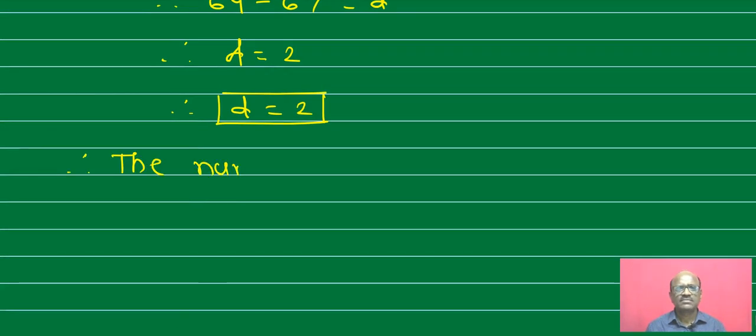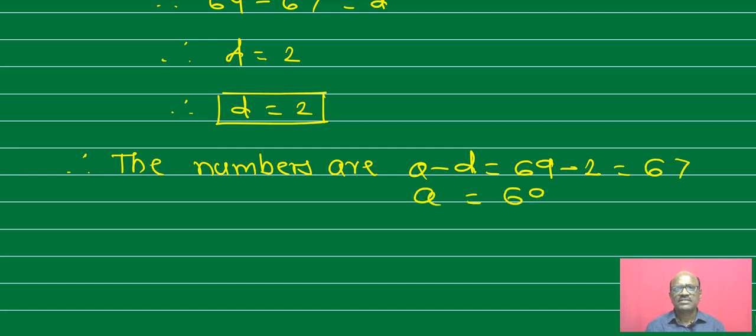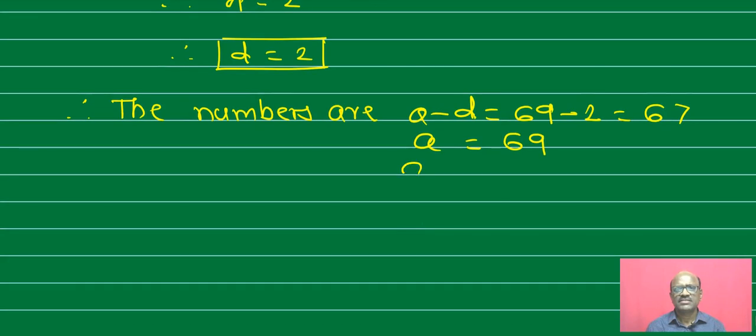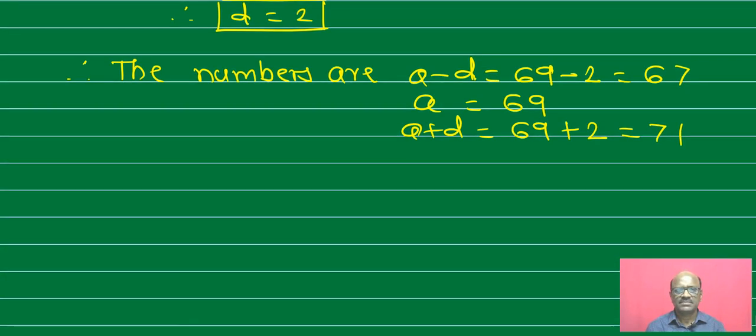Therefore, the numbers are a minus d, that is 69 minus 2 is equal to 67. Second is a, that is 69, and third is a plus d is equal to 69 plus 2 is 71. Hence the required numbers are 67, 69 and 71.